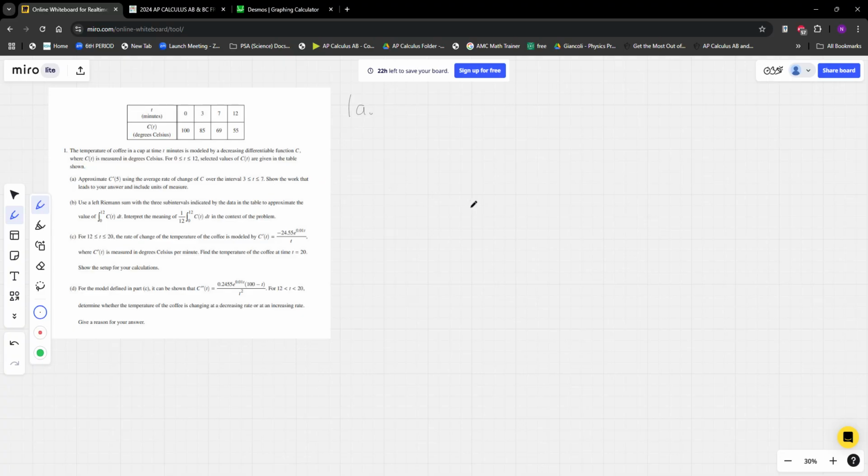So for this question, there really isn't anything you have to solve. It's literally saying to approximate C prime of 5 using the average rate of change on the interval 3 through 7. So let's do that right now. The average rate of change over the interval is really just the slope of the endpoints. So it's 69 minus 85 over 7 minus 3, which is negative 16 over 4, or negative 4.